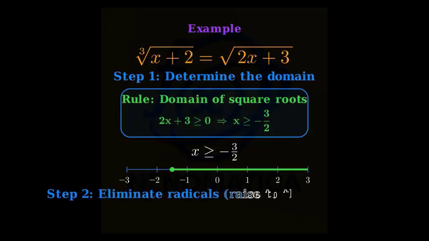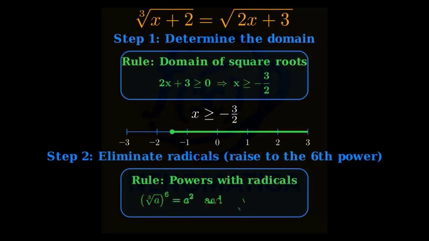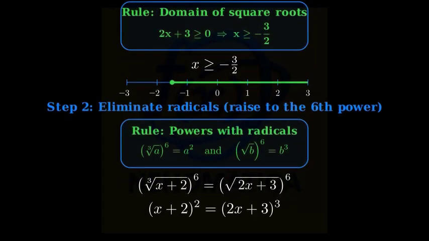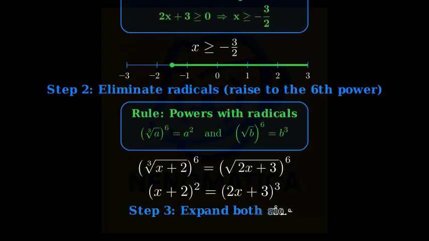Step 2. Eliminate radicals. Because a cube root raised to the 6th power becomes the square of the inside, and a square root raised to the 6th power becomes the cube of the inside, we raise both sides to the 6th power. Step 3. Expand both sides.